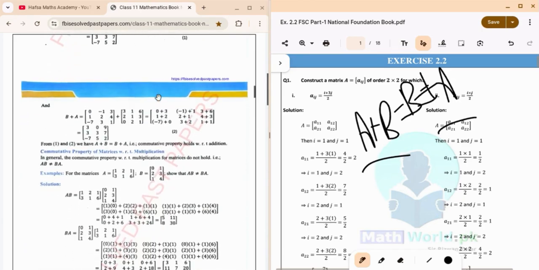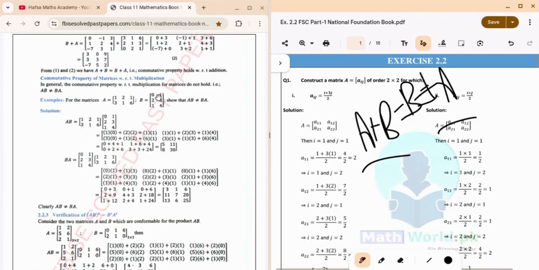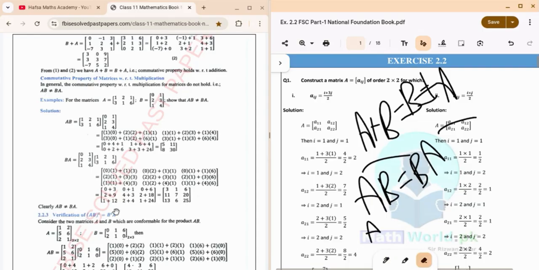Now we also have the commutative property of matrices with respect to multiplication, like I just said. So again, it's just going to be A into B equals B into A, which I'm pretty sure is not valid. As you can see in the book that I have open, this is a non-valid formula. So the commutative property is not valid when it comes to multiplication. Again, they're going to ask you to show if the commutative property with respect to multiplication is valid for these two matrices.